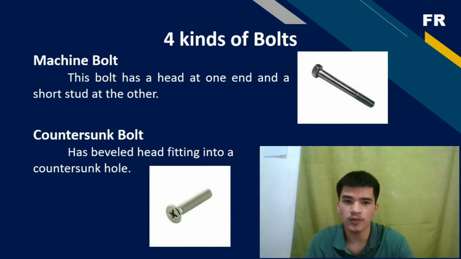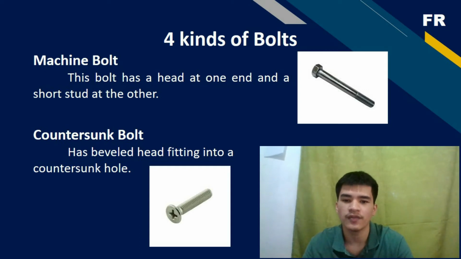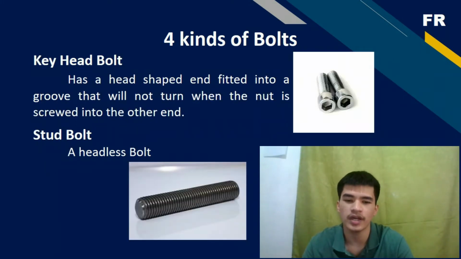The next type of bolt is the countersunk bolt. It has a beveled head fitting into a countersunk hole. The other one is the key head bolt. It has a head shape and fitted into a groove that will not turn when the nut is screwed into the other end. And lastly, we have the stud bolt. It is a headless bolt.